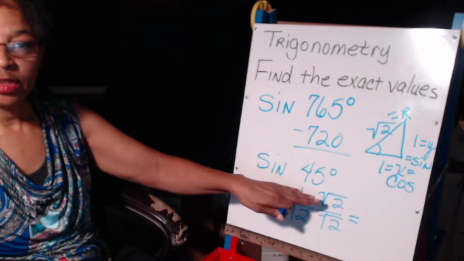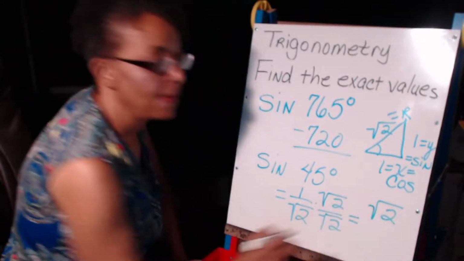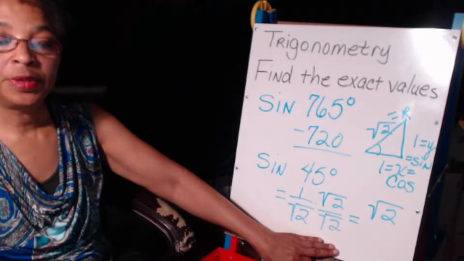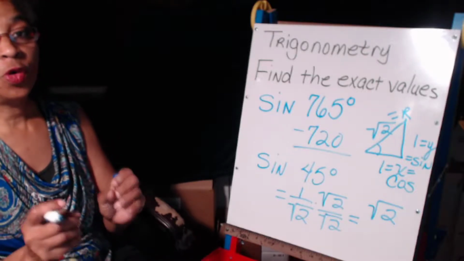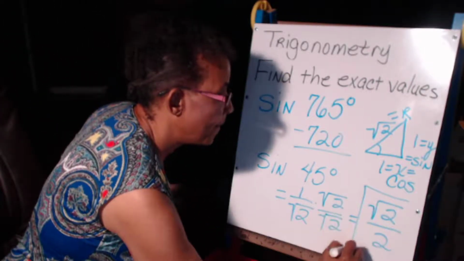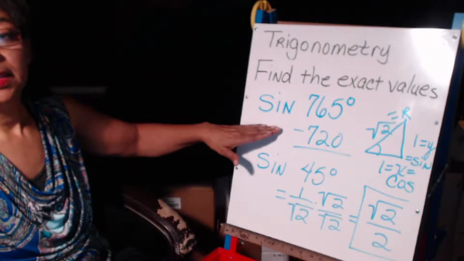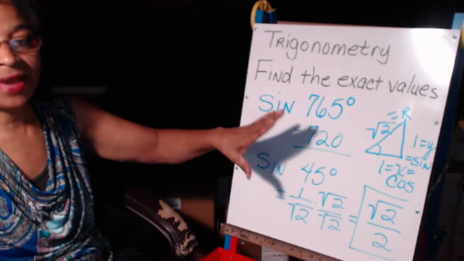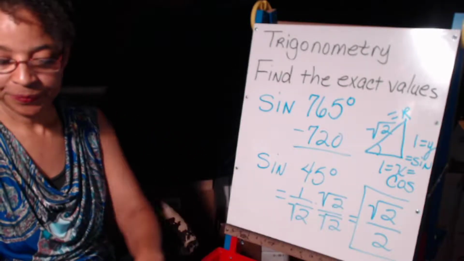So 1 times the square root of 2 in the numerator is just the square root of 2. Square root of 2 times the square root of 2 in the denominator is the square root of 4, and the square root of 4 is 2. So that says my sine of 765 degrees exact value is the square root of 2 over 2.